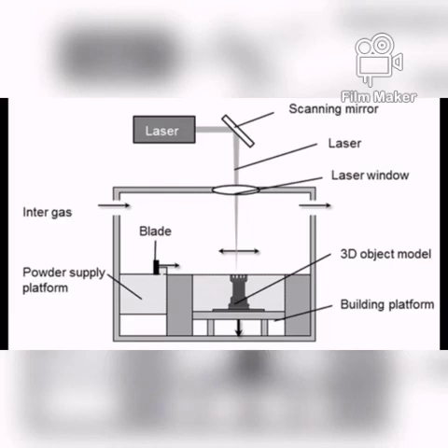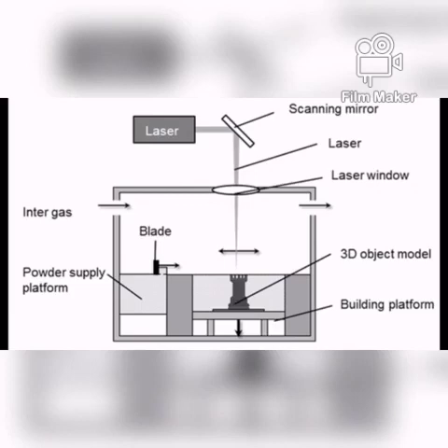The laser which is emitted from the laser insulator is then reflected by a scanning mirror and irradiated onto the thinly paved metal powder layer. Based on the slice data, the laser is scanned by controlling the scanning mirror, and the metal powder is melted and solidified into the desired shape.